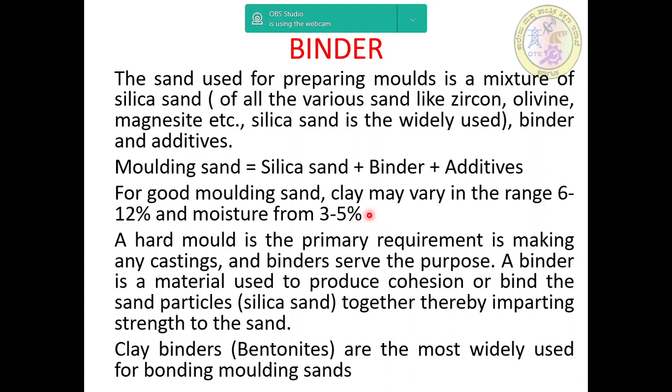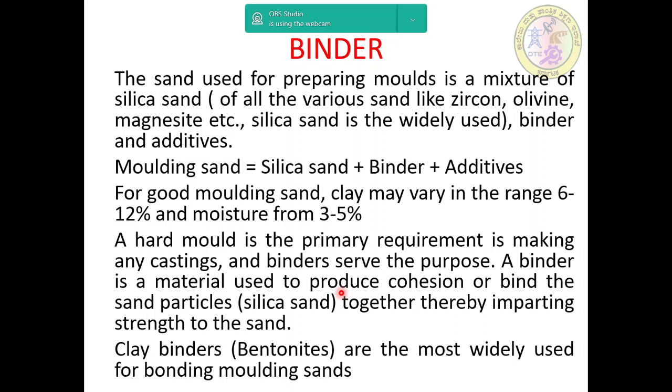For a good molding sand, clay may vary from 6 to 12%, and moisture or water content may vary from 3 to 5%. A hard mold is the primary requirement when making any castings, and the binders serve this purpose. A binder is a material used to produce cohesion or bind the sand particles together, thereby imparting strength to the molding sand.